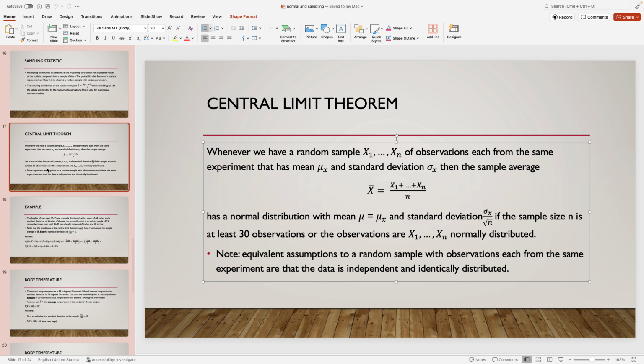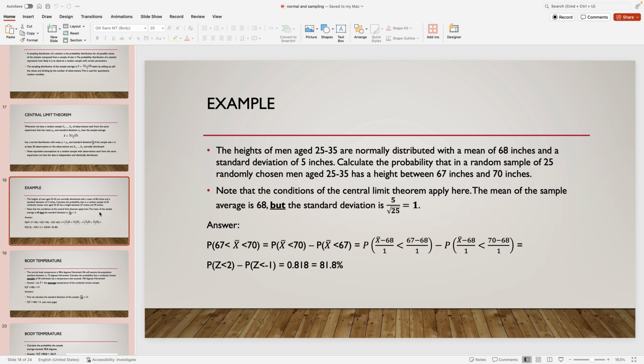Okay, so let's do an example problem here. So here the heights of men are again normally distributed with a mean of 68 inches and a standard deviation of 5. We're going to calculate the probability that in a random sample of 25 randomly chosen men in this population, the average height is between 67 inches and 70 inches. So that is the average. Notice the sample size is less than 30, but we don't have to worry because the distribution of men's heights, we're told, is normally distributed.